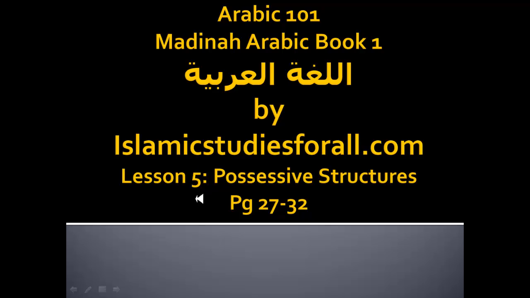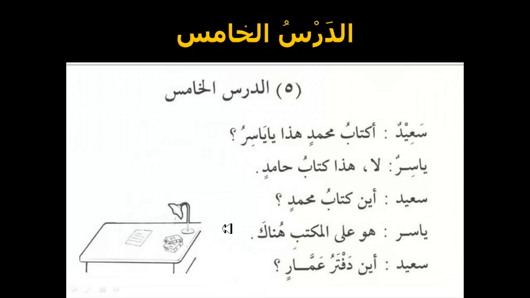Today, inshallah, we're going to be doing lesson number 5, Possessive Structures, pages 27 to 32 in the book. We're going to break this up into two lessons, as it's only 5 pages, but we're going to, inshallah, try to make them short and straight to the point as much as possible. Here we have ad-darsul khamisu, lesson number 5.